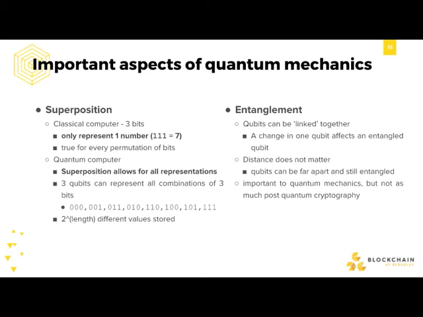As the number of qubits increases, the combinations increase, and it turns out to be 2 to the power of the number of qubits. So if there were 10 qubits, it could represent 2 to the 10 different values.